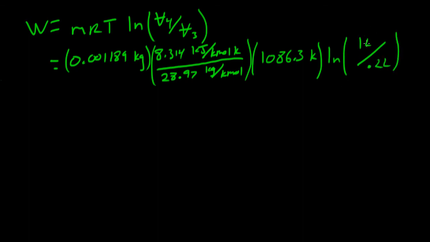You see here that the liters cancel, we don't need to convert them. See that the kmols cancel, see that the kelvins cancel, we see that the kilograms cancel, and we're left with kilojoules, which is a unit of energy or work. We find that the work is equal to 0.597 kilojoules.